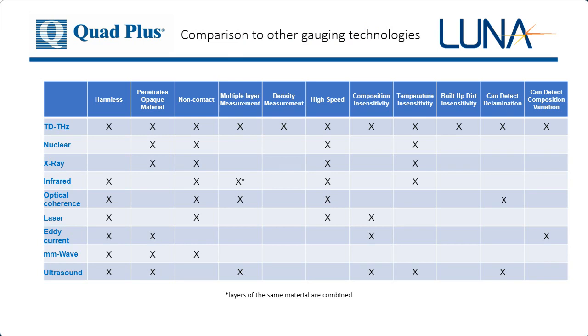Comparing this to other gauging technologies, one of the key features is that it's harmless. Many coating thickness measurements are made either with some sort of a nuclear gauge or with X-ray gauges, and those obviously can be damaging to humans and are less easy to use. In our case, we're perfectly safe and don't require any kind of a radiation safety officer or special controls around the operating conditions. It penetrates opaque materials as well as transparent materials. It's a non-contact measurement, unlike ultrasound that has to have a couplant in order to make the measurement. We can look at multiple layers, and even more, some systems can look at the density of a material as well as its thickness independently. It's very high speed and high precision, and we'll get into some of those details in a bit.